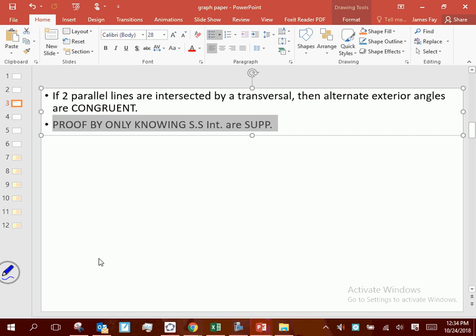And I just put that there to remind myself that I don't want to use the first way we go about this. I do not want to use anything other than that property, that same side interior angles are supplementary. So even though we know now that corresponding angles are congruent, and we know from yesterday that alternate interior angles are congruent, I don't want to use those facts in this first proof. Okay?